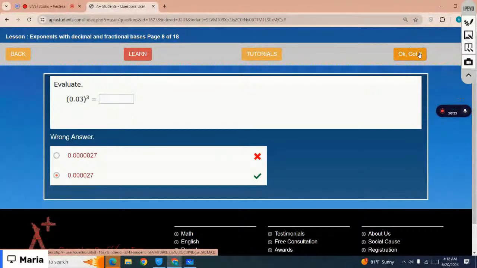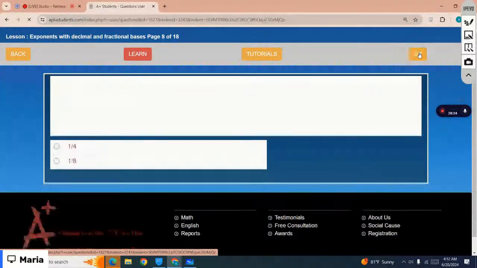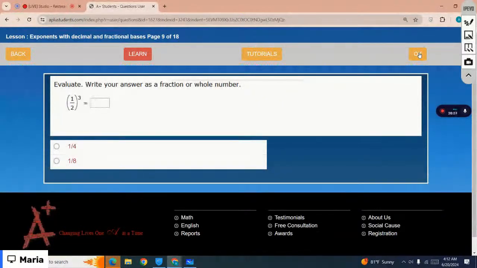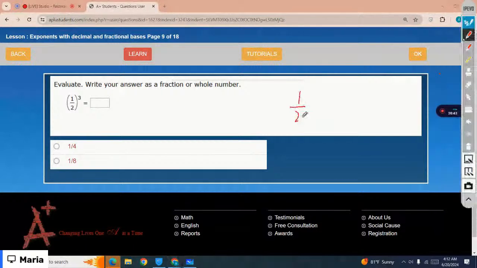Okay, got it. Evaluate 1 by 2 exponent 3. So here your base is in the fractional form, right? That means 3 is the exponent of both numerator and denominator. You can write it as 1 exponent 3 and 2 exponent 3, right? So that would be 1 out of 8. The correct option is option number 2, that would be 1 out of 8.